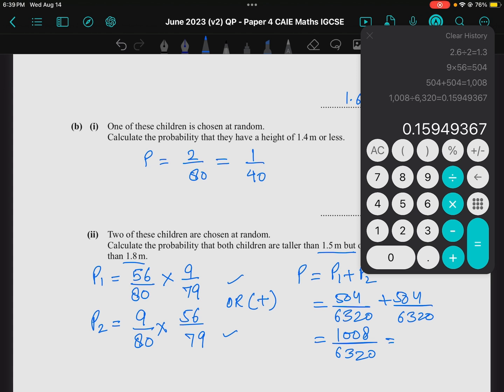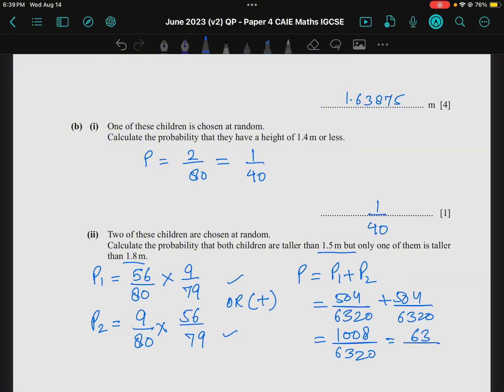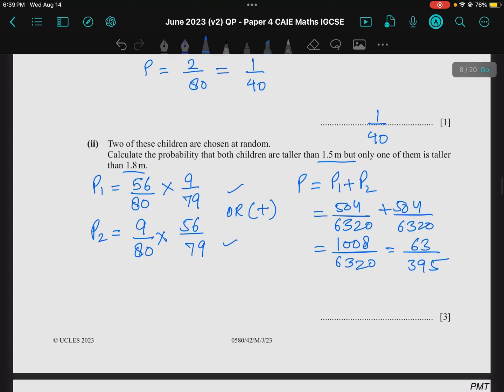So when you solve this, using your scientific calculator, you will be getting 63 upon 395. Okay, so that will be your answer, 63 upon 395. Use your scientific calculator, so you will get the answer in fraction form. It is better to write in fraction form rather than writing it in the decimal form, the probability.